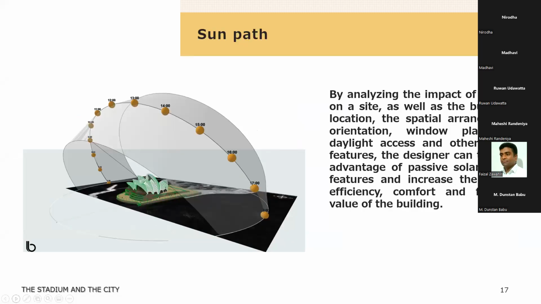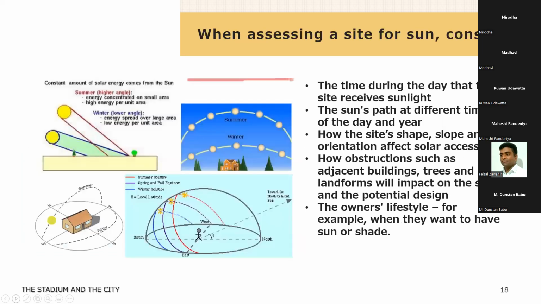And sun path: by analyzing the impact of sun on site as well as the building's location, the spatial arrangement, orientation, window placement, and daylight access and other design features, the designer takes full advantage of passive solar design features and increases the energy efficiency, comfort, and financial value of a building. When assessing a site for sun, we consider the time during the day that the site receives sunlight, the sun's path at different times of the day and the year, how the site shape, slope, and orientation affect the solar access, how obstructions such as adjacent buildings, trees, and landforms will impact the site and the potential design, and the owner's lifestyle, for example, when they want sun or shade.